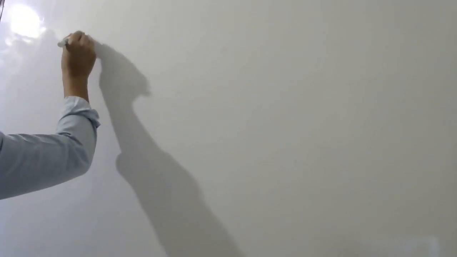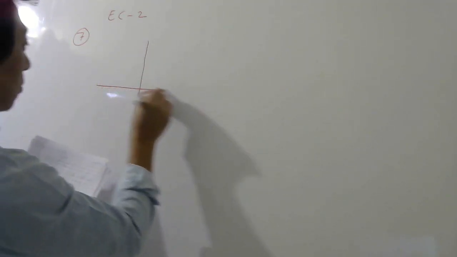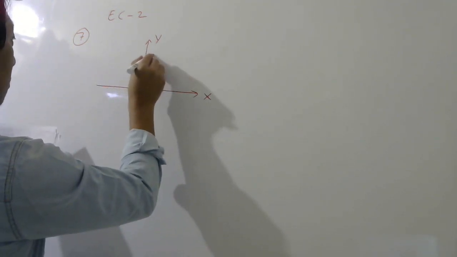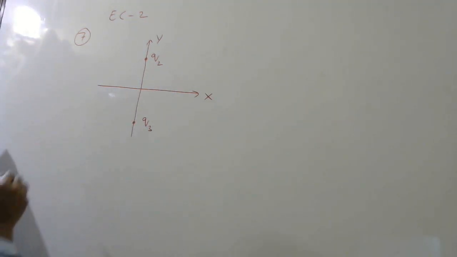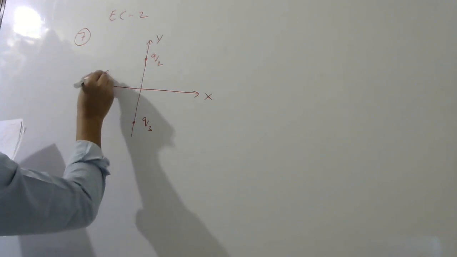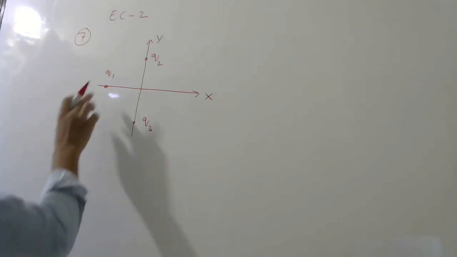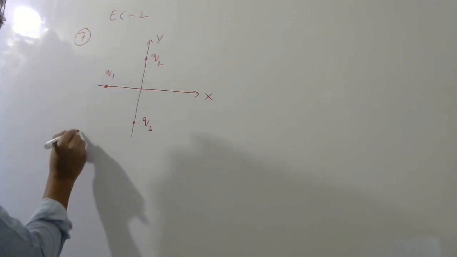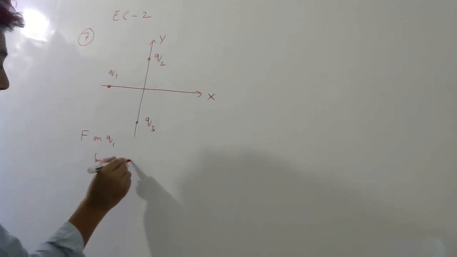In the seventh question, entrance corner 2, they have kept two charges along the y-axis. So this is the x-axis, this is the y-axis, and they have kept one charge here, q2, and one charge here, q3. And there is another charge q1 which is kept on the negative x-axis. It feels a force F. This charge feels a force F because of these two. This is the force on q1 by q2 and q3.